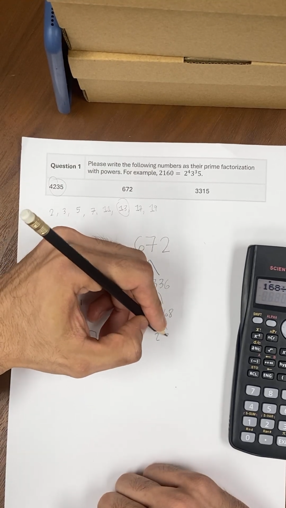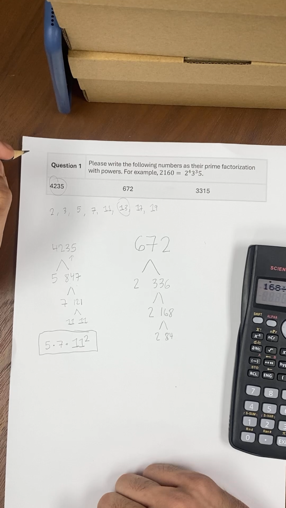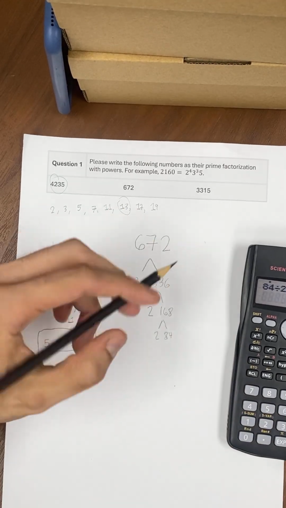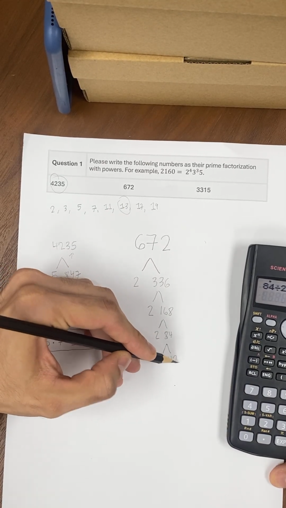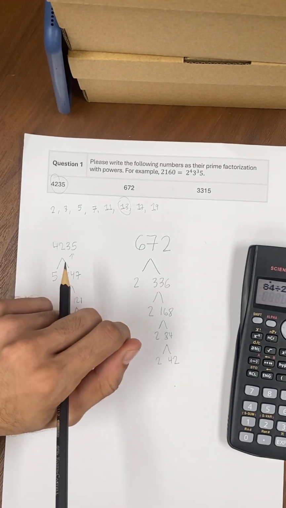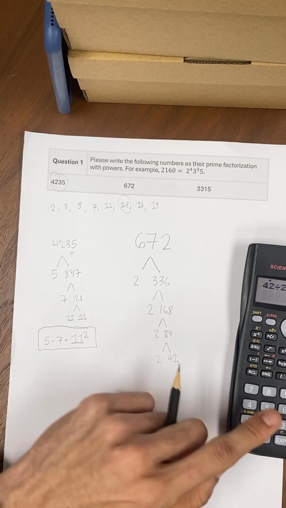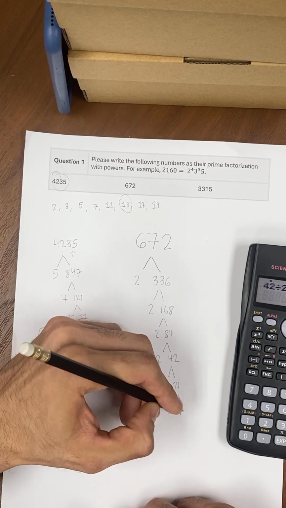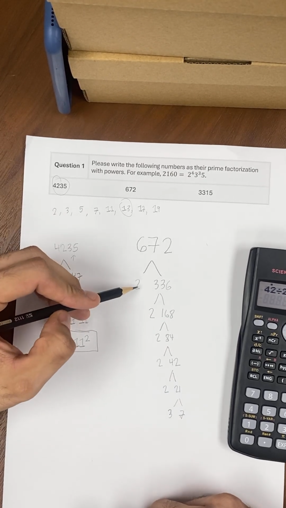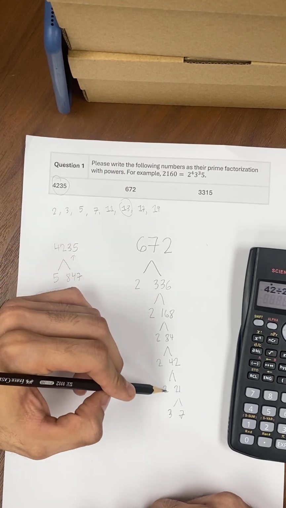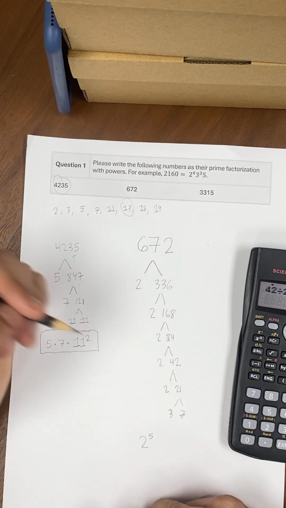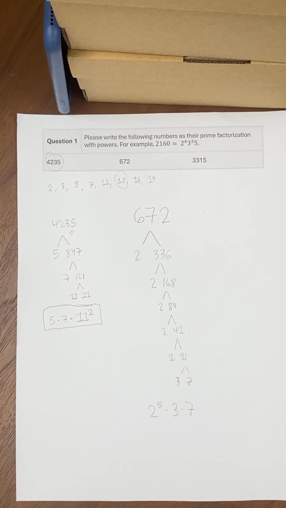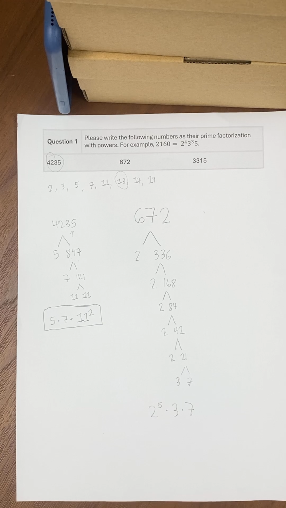I get 84. 84 ends in 4, so it must be divisible by 2. 84 divided by 2 is 42. 42 ends in 2, so it must be divisible by 2. 42 divided by 2 equals 21. 21 is 3 times 7. This is just a fact that I've memorized. Now I count how many 2's? 5 2's. So 2 to the 5th power times 3 times 7. And that's how I factor into prime numbers.